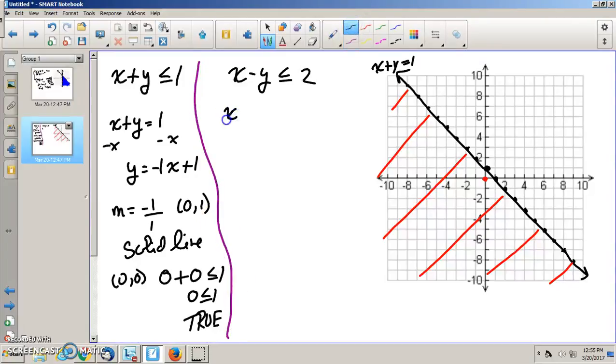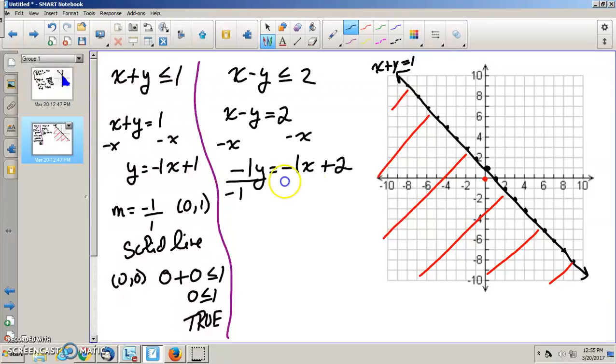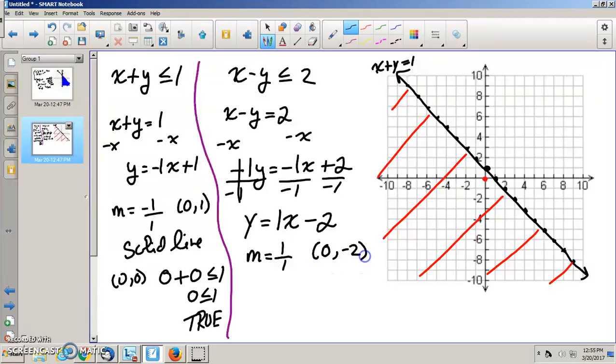All right, so we have x minus y equals 2. Okay, we're graphing the line, you've got to remember. So subtract x from both sides. Negative y I'm going to write as negative 1y equals negative x I'm going to write as negative 1x, and then move the plus 2 over. Now we divide through by negative 1 because we need to solve for y. So it equals 1x minus 2. In this case, the slope is 1 over 1 with a y-intercept of 0, negative 2. So here we start at negative 2 and go up 1, right 1.